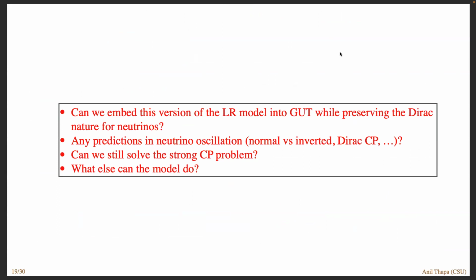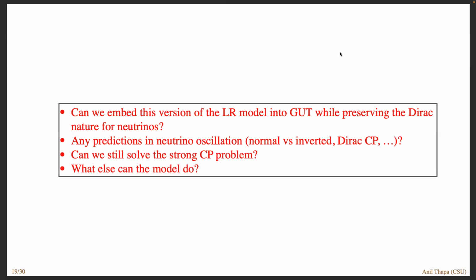Now I want to ask the following questions. I know this left-right symmetry is very good for solving the strong CP problem, which I'll tell you about later. I know this left-right symmetry model will have Dirac neutrinos, but I also know that it has no prediction at all. Normal hierarchy is allowed, inverted is allowed, delta CP is not constrained, and so on. So can we embed this? We know that standard left-right can be made into a GUT, SO(10), for example. Can we embed this kind of left-right version into a GUT theory while preserving the Dirac nature of neutrinos? I want to have Dirac neutrinos.